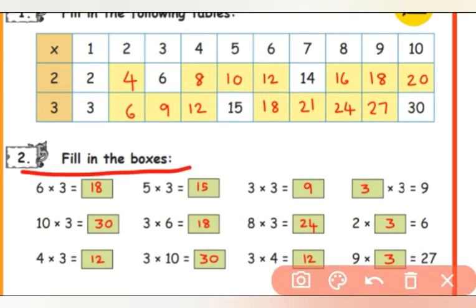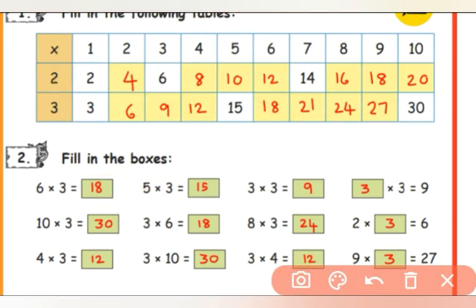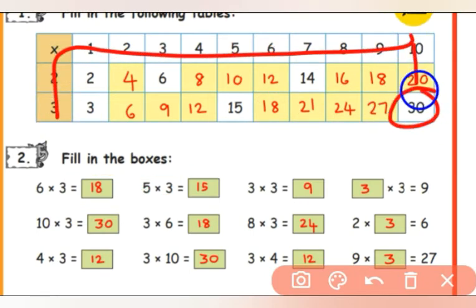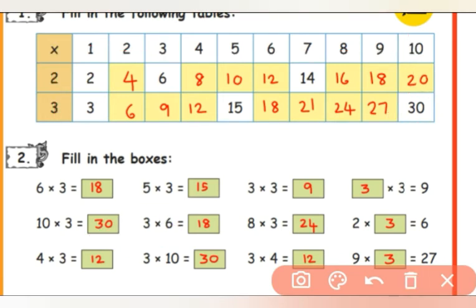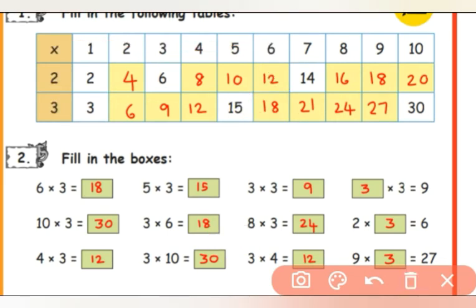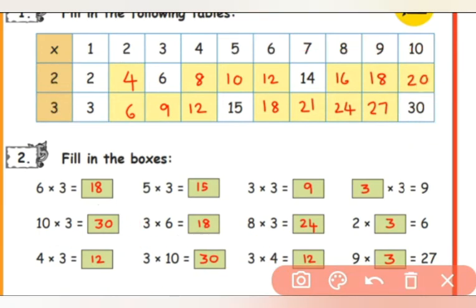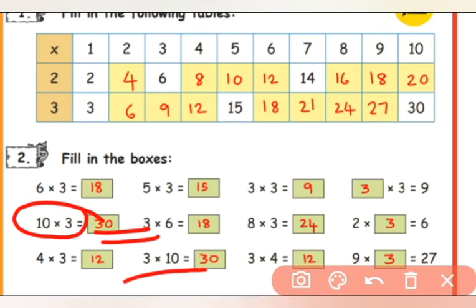Fill in the boxes. 6 into 3 is equal to 18. Next, 10 into 3 is equal to 30. 4 into 3 is equal to 12. Next, 5 into 3 is equal to 15. Next, 6 into 3 is equal to 18. Next, 3 into 10 is equal to 30. See, 10 into 3 is equal to 30. 3 into 10 is equal to 30.